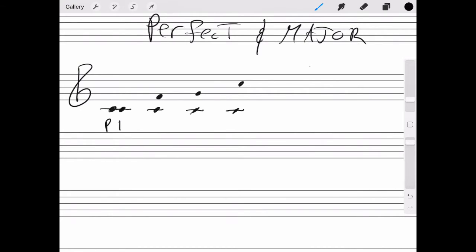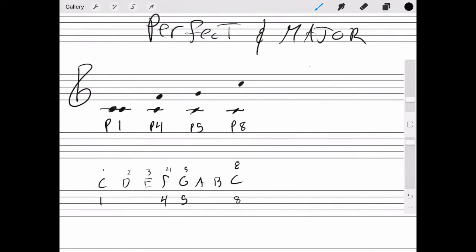We have a fourth. So remember the way we're counting these intervals: C, D, E, F, G, A, B, C. So a C to C is a 1. We'll count up 1, 2, 3, 4. C to F is a 4. C to G is a fifth. And then all the way up to the C up here is going to be our octave, so our eighth. So we have a P1, a P4. The C to G is a perfect fifth. And then our perfect eighth, or a perfect octave, C to C.